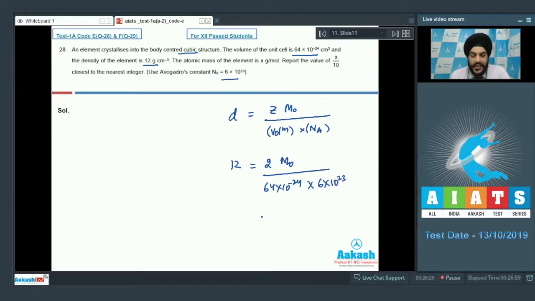So students, if we solve this expression for the value of M0, we get the value of M0 as 230.4 grams. So this is the value of x, and since we have to report the value of x by 10, the value of x by 10 will come out to be equal to 23.04. And students, when this is reported to the nearest integer, it has to be reported as 23. Let us look at the next question, students.